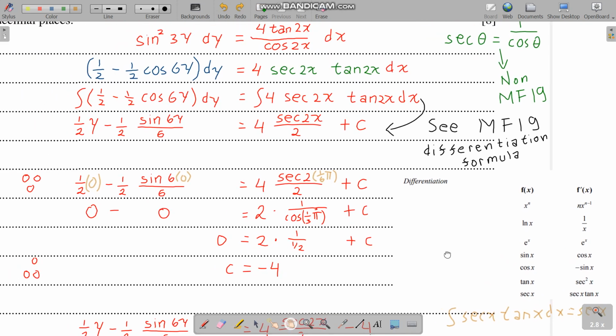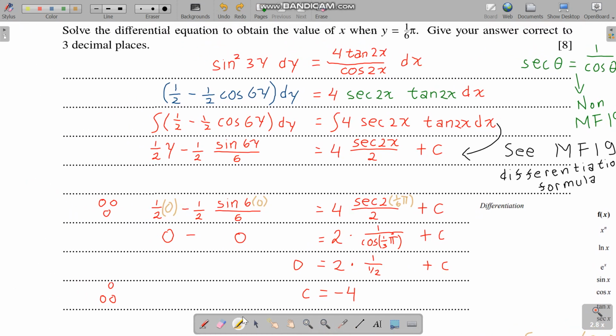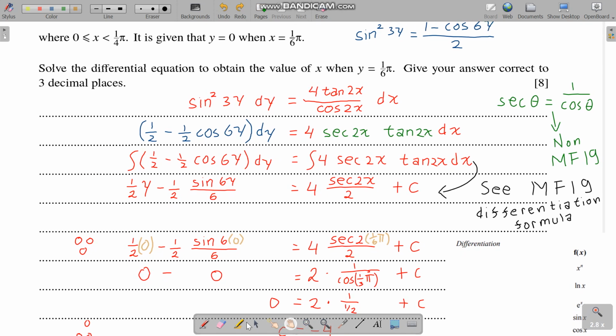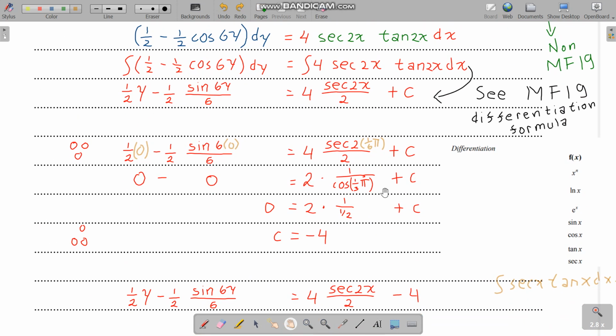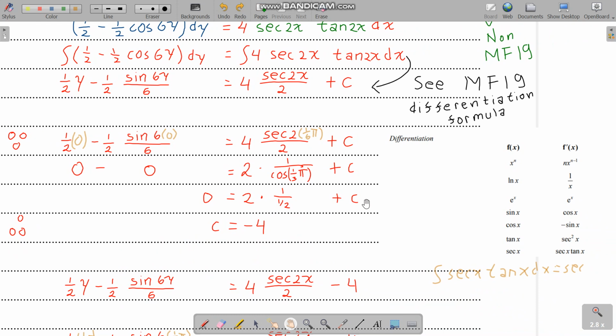After we integrate both sides, don't forget to add the constant of integration, usually on the right. And now we need to find the c. This is already the general solution of the differential equation, but to find the c, we need to plug in the y and the x value. So y is 0, x is 1/6 pi, and find the c. When we plug in 0 here, it's going to be 0.